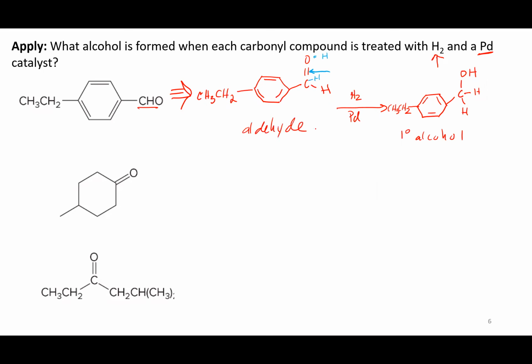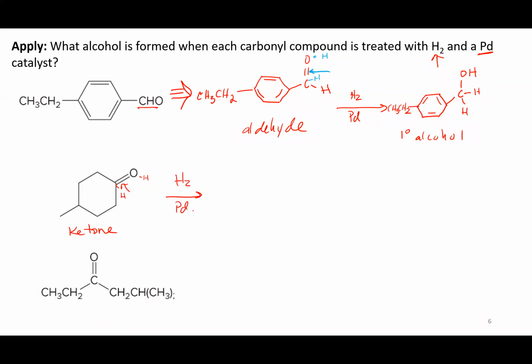All right, let's look at the next one. The next one is a ketone. Can I reduce this? Well, I can. All I have to do is break this double bond and then add a hydrogen on this side and add a hydrogen on the other. So let's go ahead and do that. H2 in the presence of palladium.